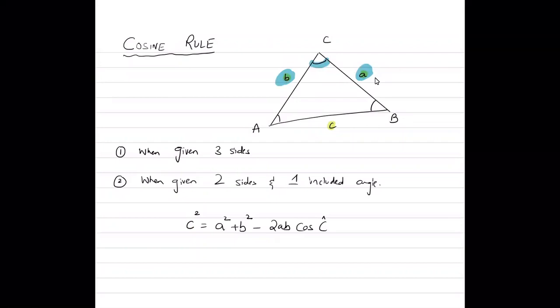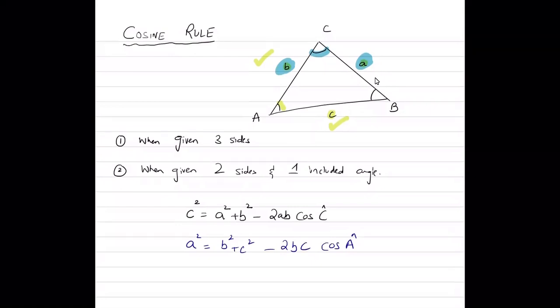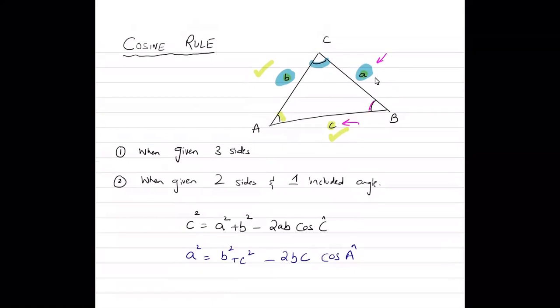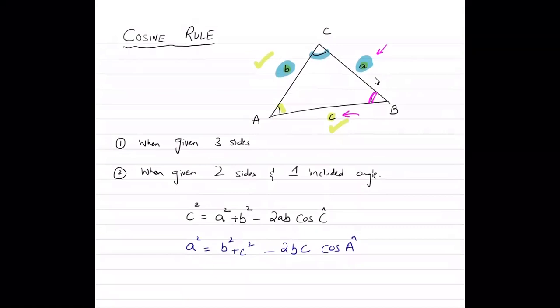And if you want to find this length a, and let's say angle A is given to you, and the lengths b and c are given to you, then you can also rearrange and write a square is equal to b square plus c square minus 2 times b times c cos of angle A. Even if you have length a and length c and angle B as an included angle, the cosine rule can be written as b square equals a square plus c square minus 2ac cos of angle B. There are different ways of writing this cosine rule.